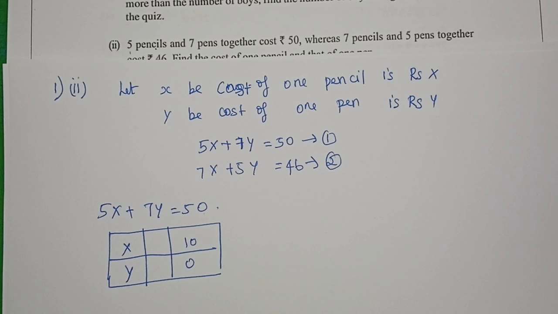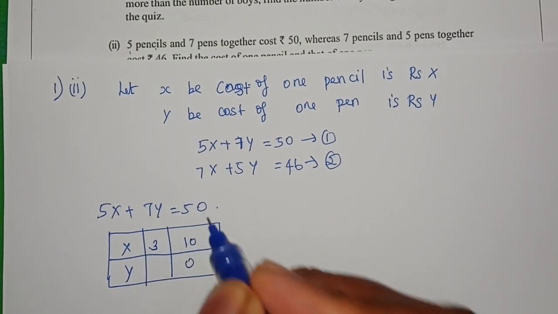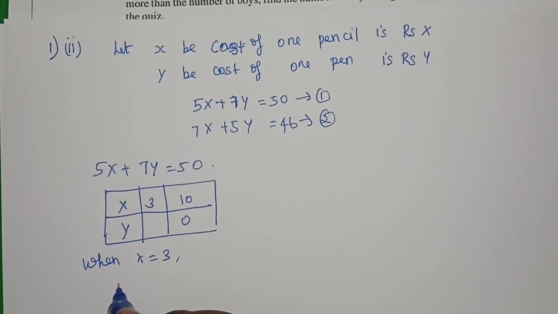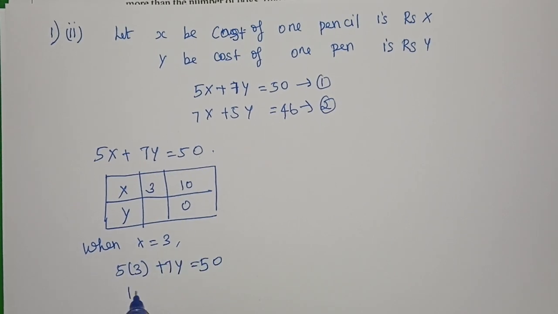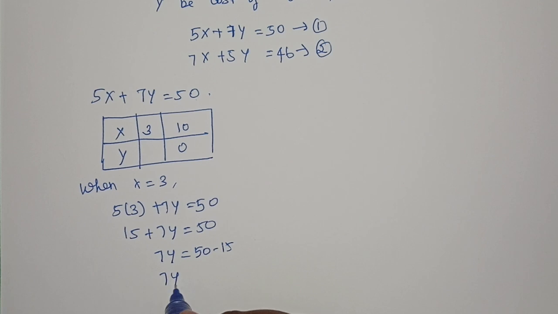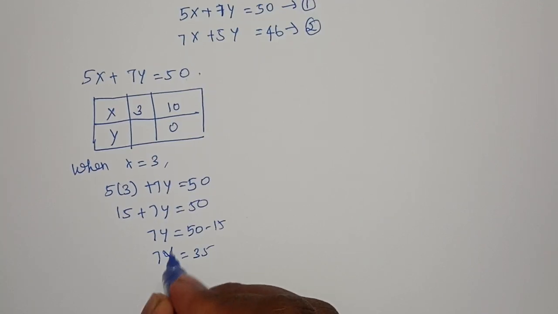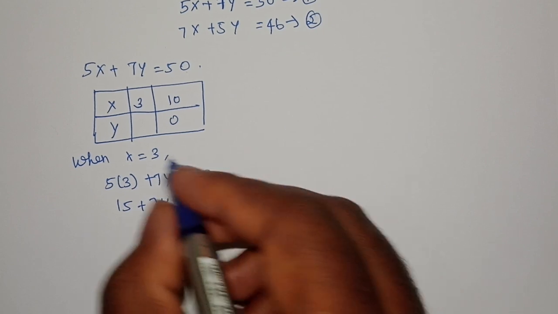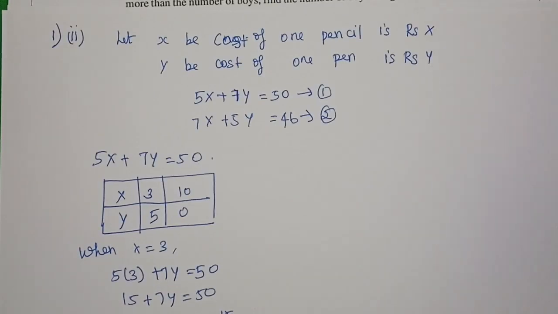It should be divisible by 7. Let's take x as 3. When x is equal to 3, substitute it: 5 into 3 plus 7y is equal to 50. 15 plus 7y is equal to 50. 7y is equal to 50 minus 15, which is 7y equal to 35. Y is equal to 5.